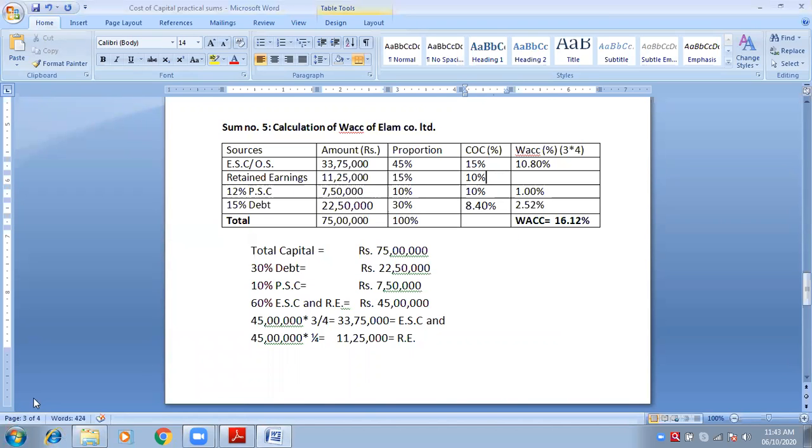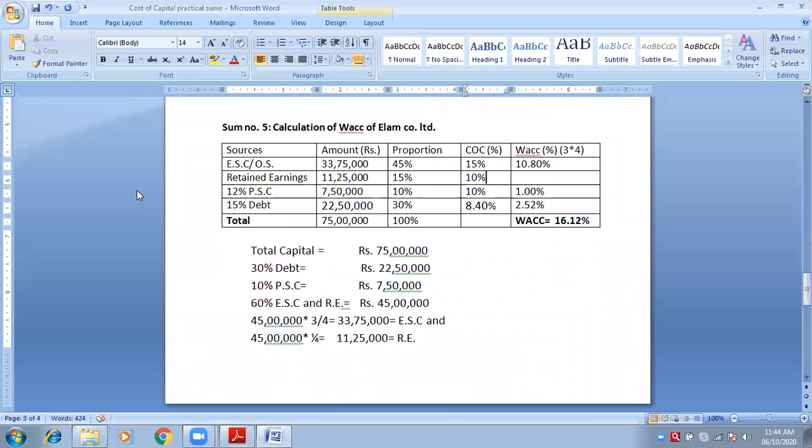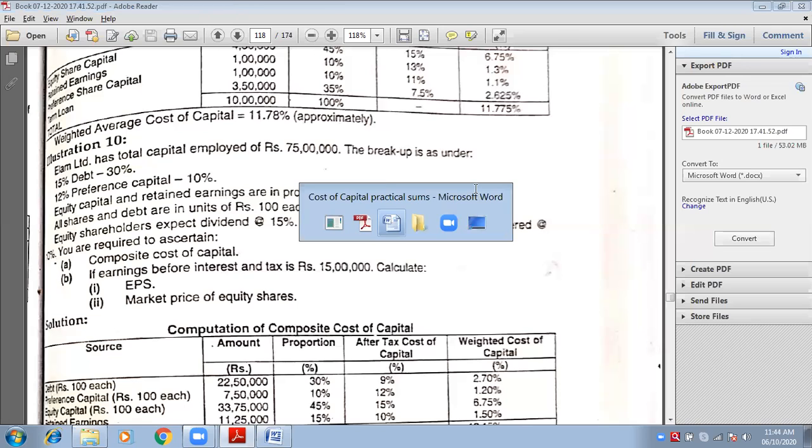Are you getting my point? Now preference. Preference is how much? 12. Same. So you will write 12 same. And what about debt? Debt is 15%, but it is always before tax. We will have to convert it after tax. The tax rate is 40% given in the question. If you read the question, you will come to know.